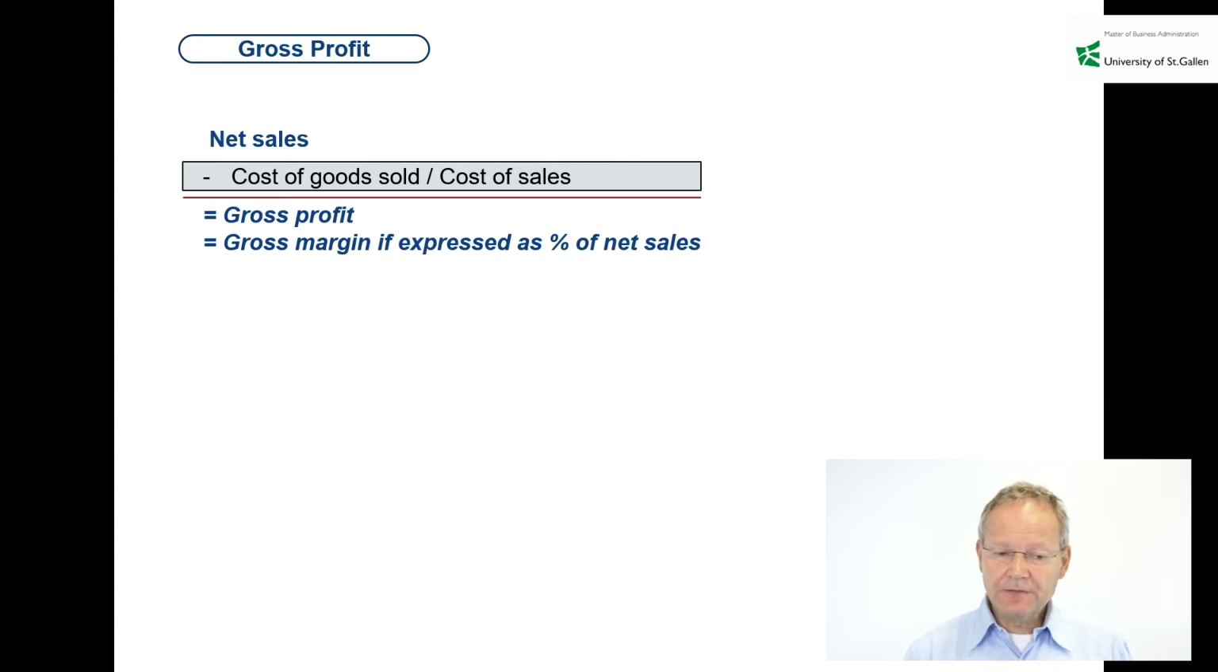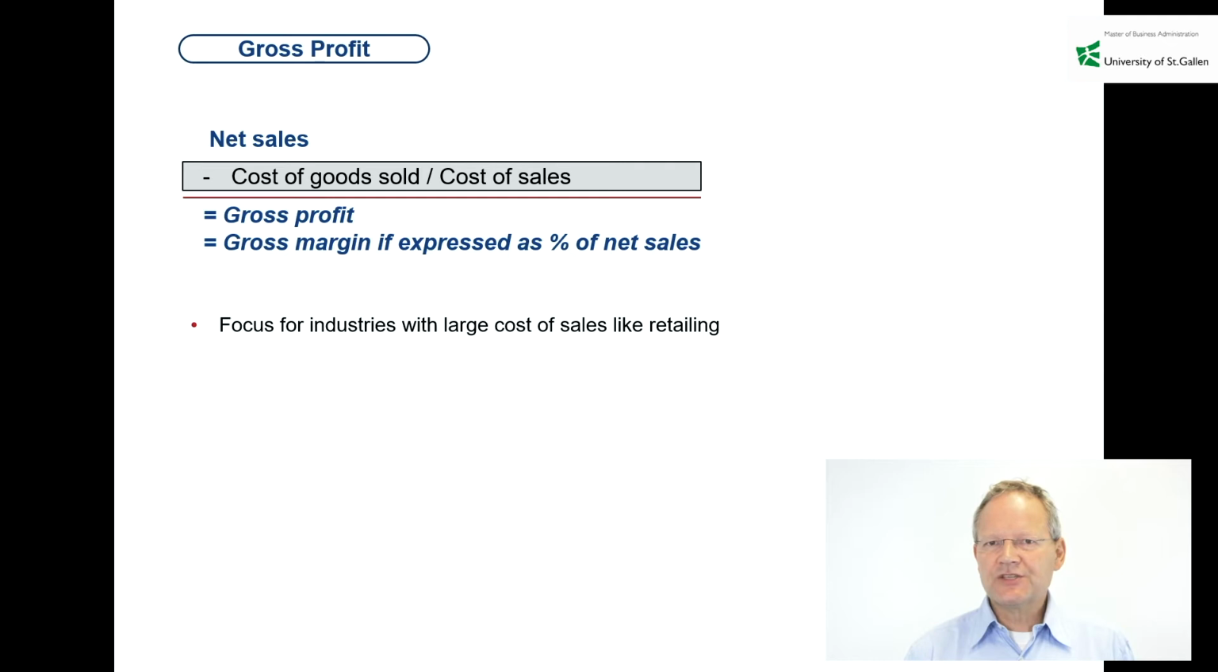So first thing we mentioned already, gross profit, which sometimes is also expressed as a percentage of net sales. And in that case, it's called gross margin. So which industries actually use this number to look into the question, how are we actually doing? And clearly what comes to mind here is retailing.